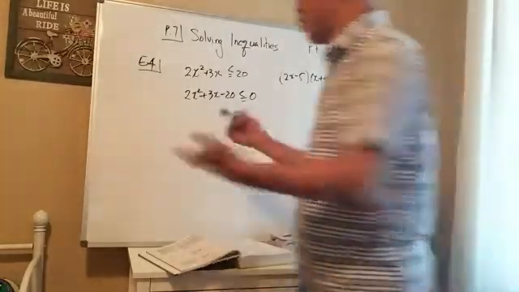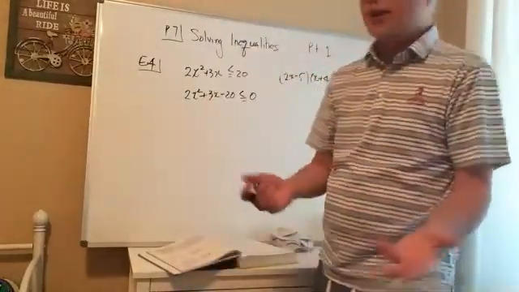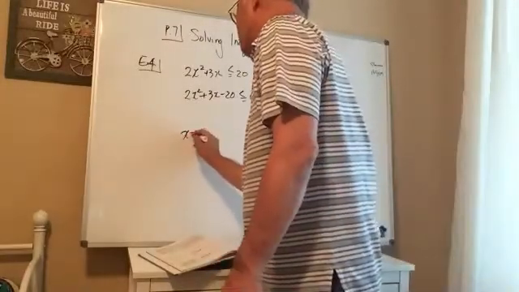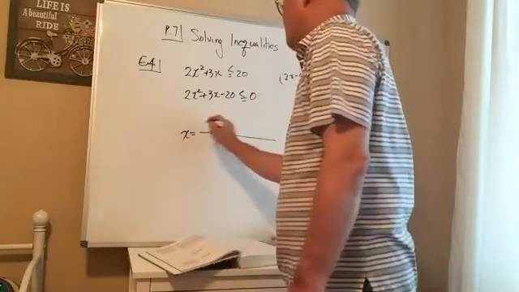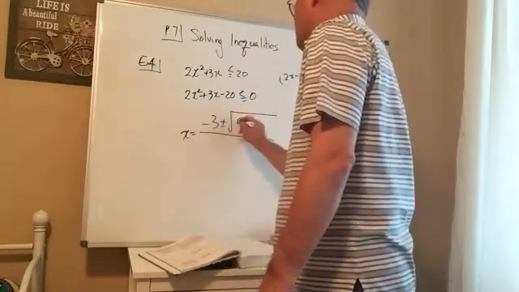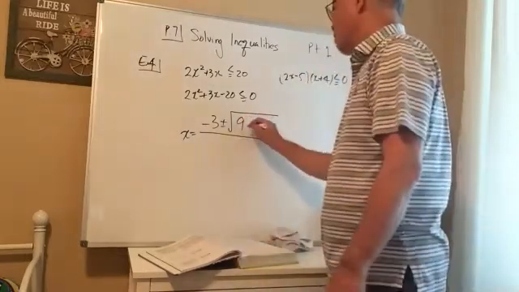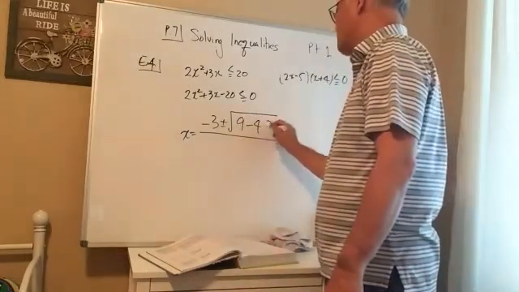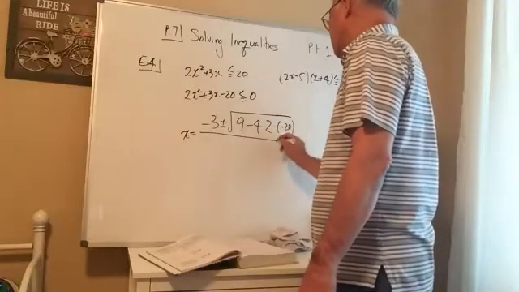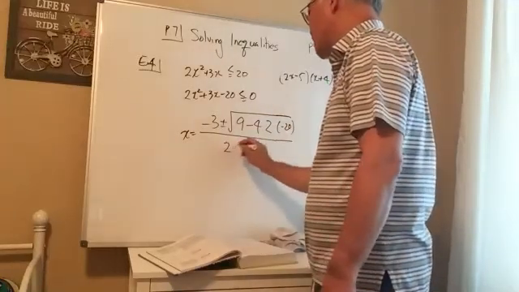Okay, if I don't get this, what am I doing? I'm going to put it in the quadratic equation, right? To find out what the roots are. So I put it in the quadratic equation: -b plus or minus the square root of b squared minus 4 times a times c, over 2 times a.